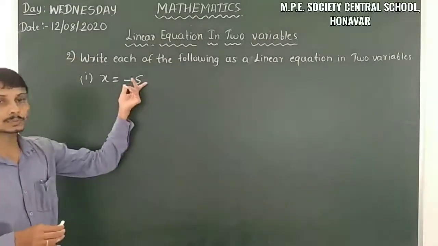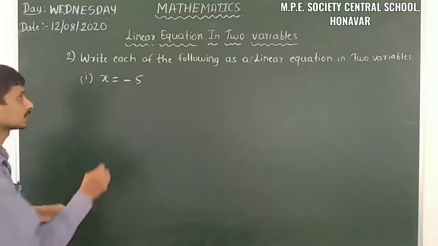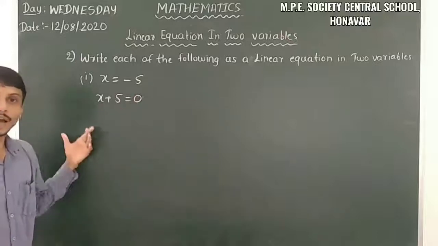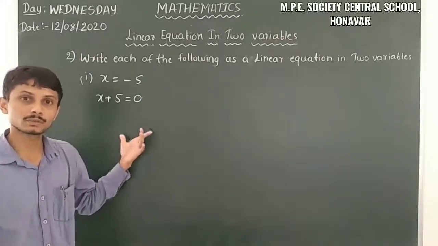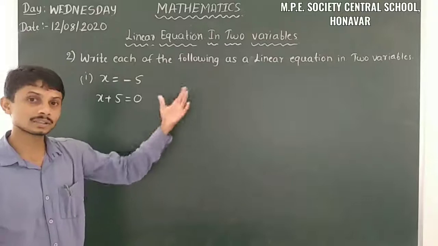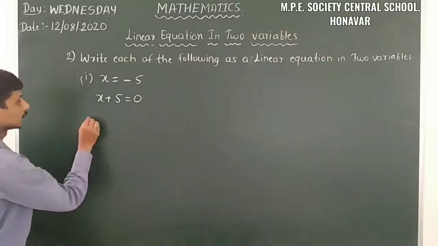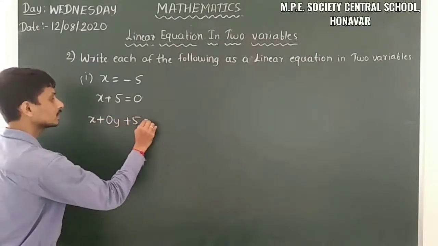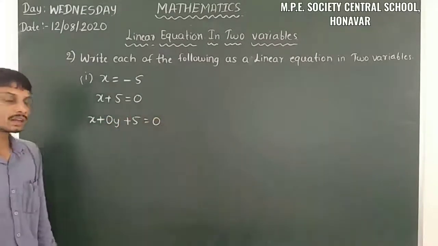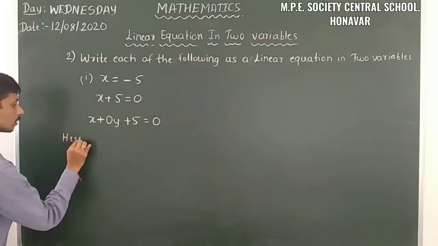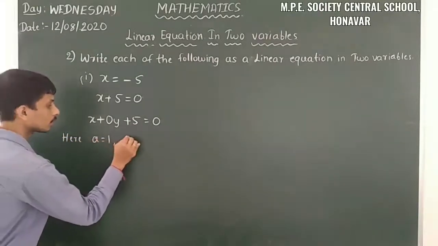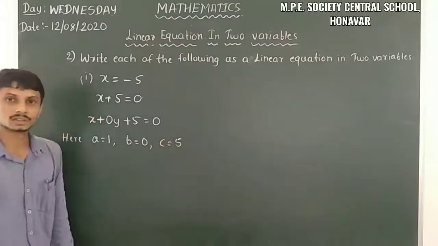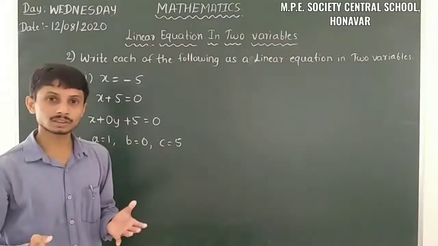So firstly I will transpose this minus 5 to the LHS side. That means it becomes x plus 5 is equal to 0. And then I will convert this equation in the form of a linear equation in two variables. That is x plus 0 into y plus 5 is equal to 0. Here a is equal to 1, b is equal to 0 and c is equal to 5. So there are many similar questions.